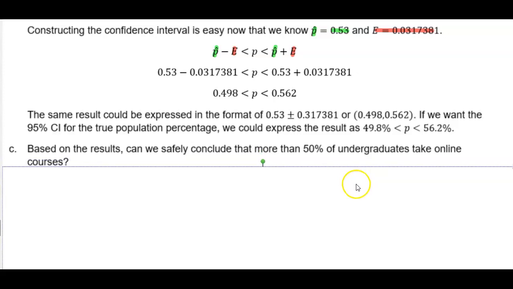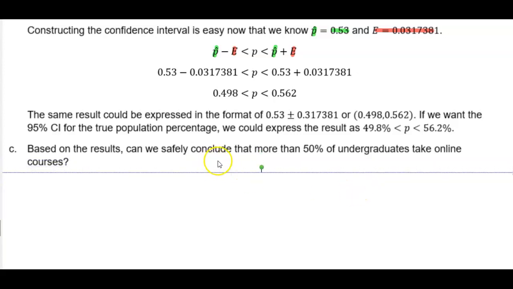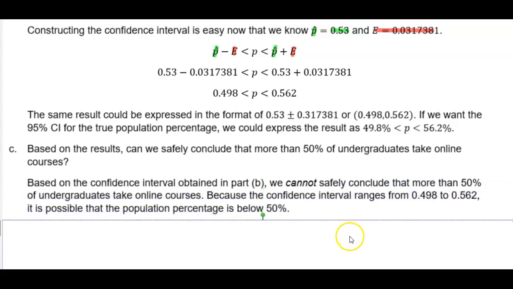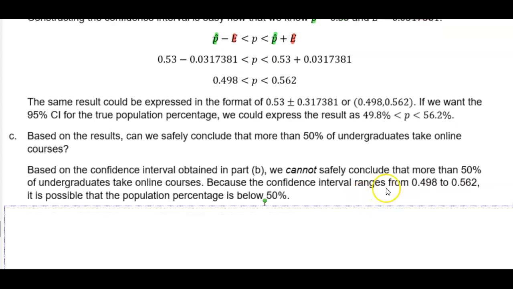Now, based on the results, can we safely conclude that more than 50% of the undergraduates take online courses? Based on the confidence interval obtained in Part B, we cannot safely conclude that more than 50% of undergraduates take online courses, because the confidence interval ranges from 0.498 to 0.562. It is possible that the population percentage is below 50%.